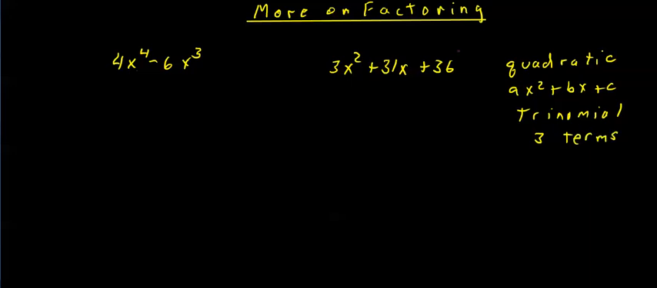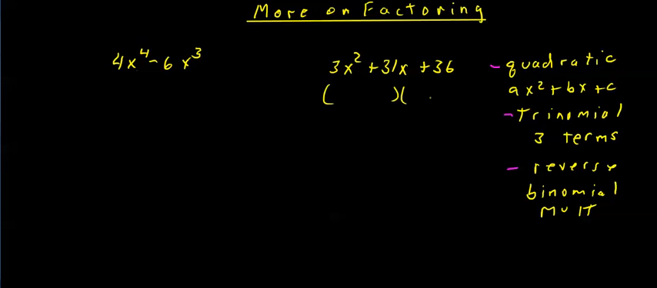All right, so anytime we have a quadratic trinomial, we're going to use reverse binomial multiplication. In other words, we're going to put the parentheses here, and we're going to factor it that way. Before we factor, anytime we factor, we always want to look for the greatest common factor.